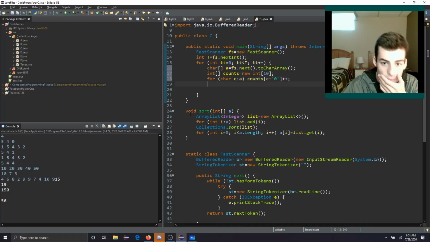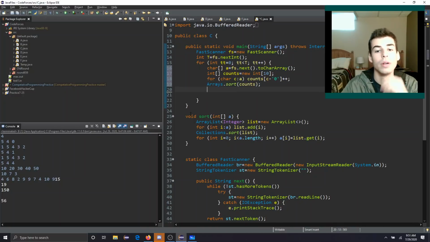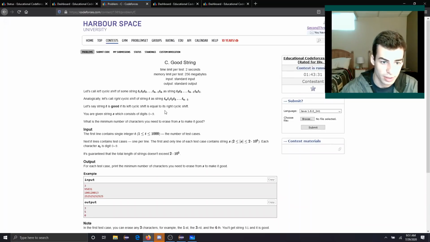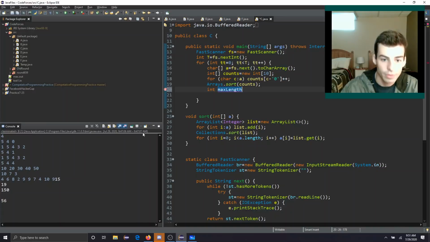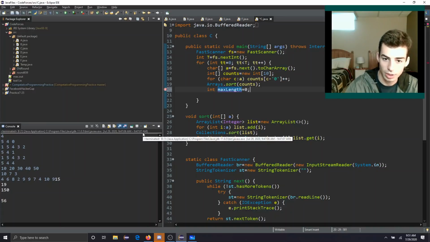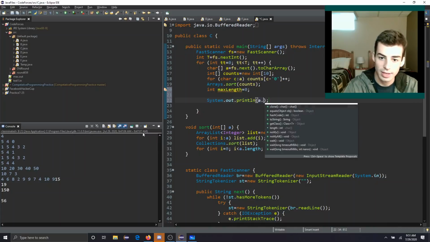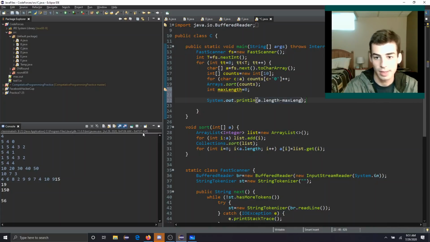So increment this character, raise that sort counts, int max length, because we want to try and do this as much as possible. And then at the end we'll print the, yeah, okay, equals 0, whatever, and then this out a.length minus the max length. That's how many we'll need to delete.